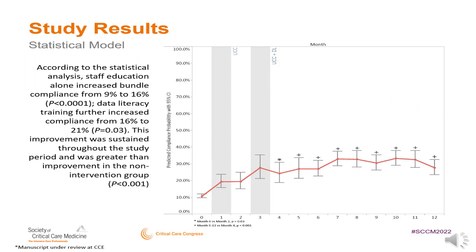Our study's statistical model compared month 2 and month 4 monitoring and auditing months to assess gains in compliance. The study demonstrated that data literacy had a positive impact on A through F bundle compliance performance with statistical significance. Both clinical education and data literacy training increased full bundle compliance performance.